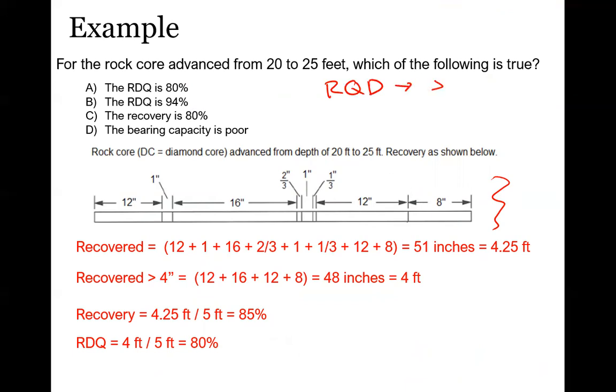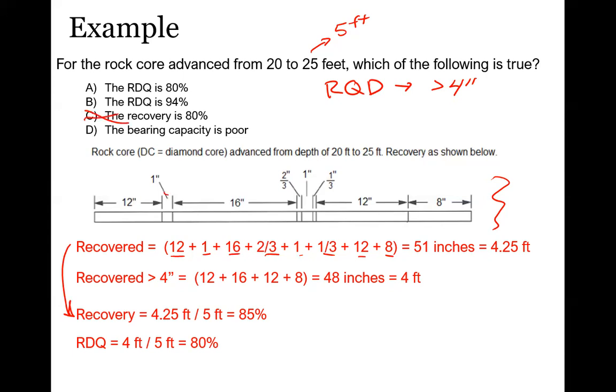For RQD, we only count all the pieces that are greater than 4 inches. The recovery is just all of it in total. So if we know the total could have been 5 feet, then for our recovered length, just add up every single chunk: 12 inches, 1 inch, 16 inches, 2/3 inch, whatever all of these thicknesses are. Then we need to put that into feet to divide by 5 feet. So we get 4.25 feet of total sample, and we divide that by 5, which is 85%. So we know this is not true.